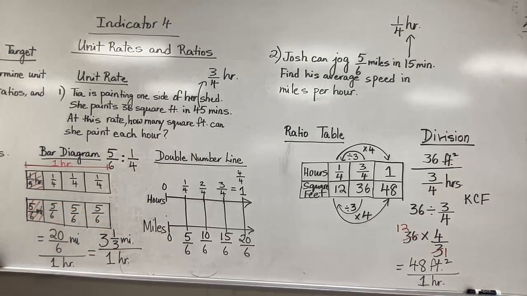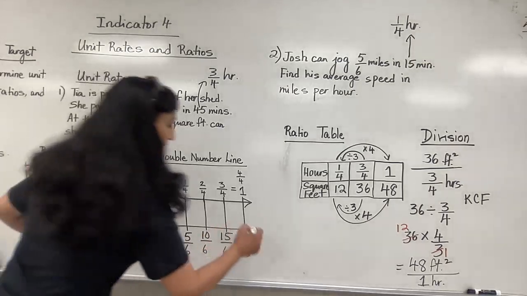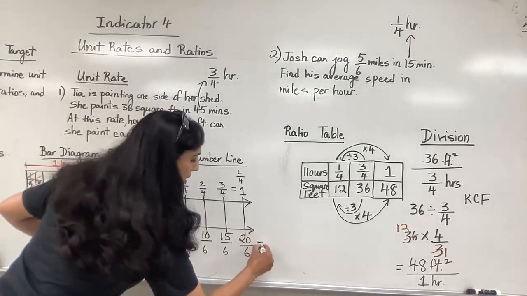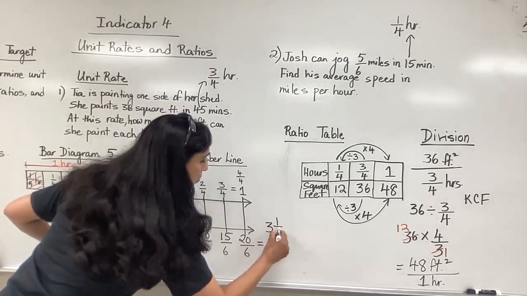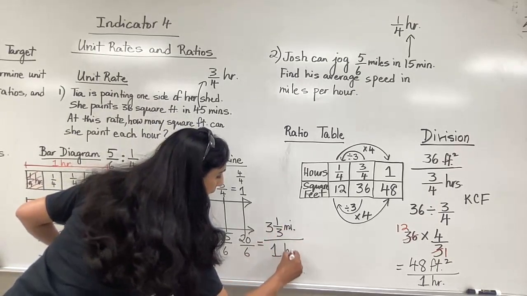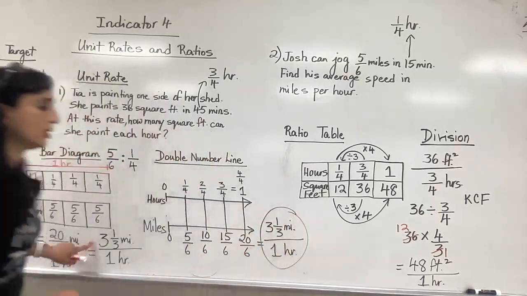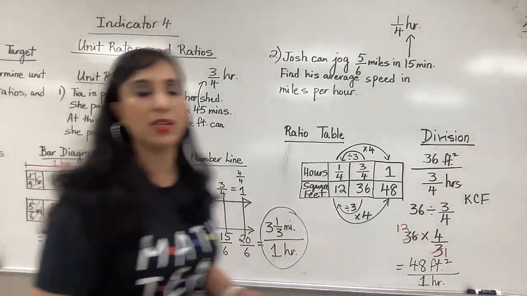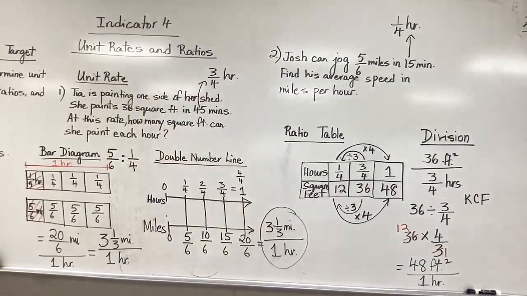The unit rate is going to be 20/6. This one over 1 hour, 20/6 miles in 1 hour, which is what? Again, I get the same thing, 20/6, which is 3 1/3 miles in 1 hour. Okay, so same answer. It doesn't matter which method you use, you will always end up with exactly the same answer. All right, so next I'm going to show you using the ratio table.